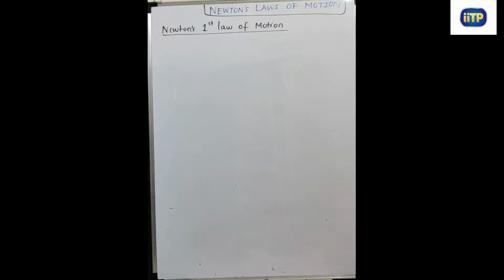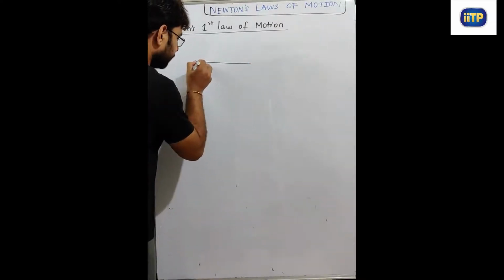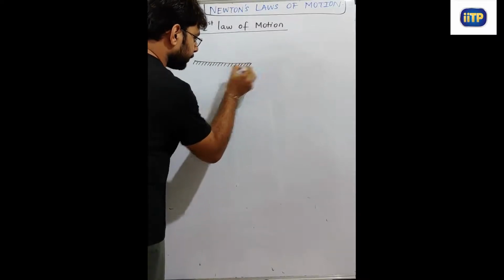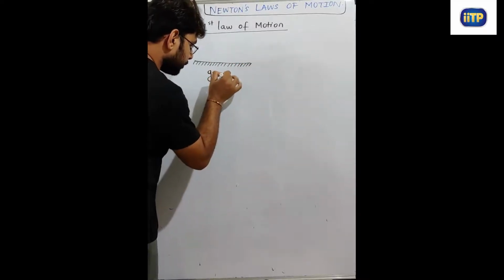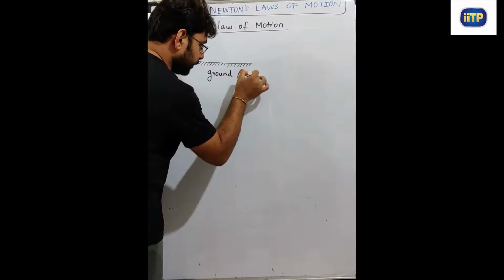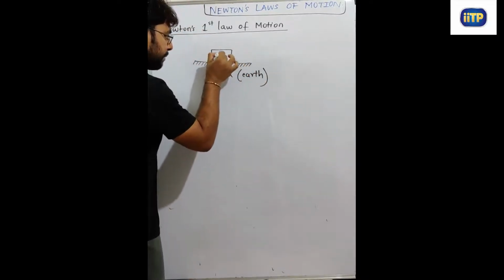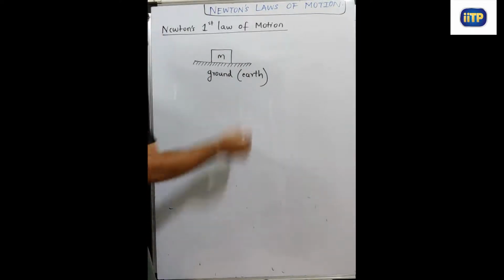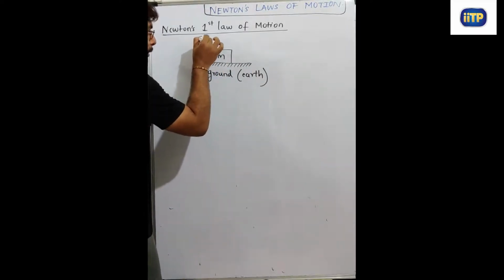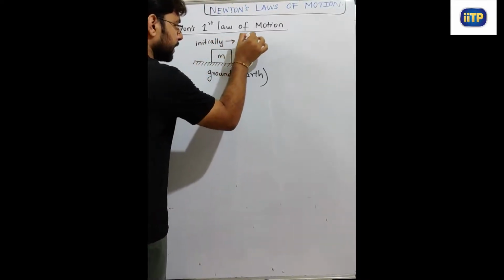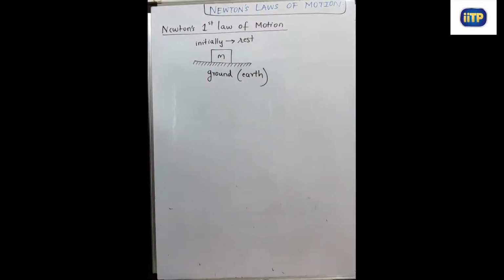So, Newton's first law of motion. Now, to understand this, let me draw a figure. There is this ground, which is our earth, and a body of mass m is kept on it, right? Now initially this body is at rest. Rest means it is not moving.